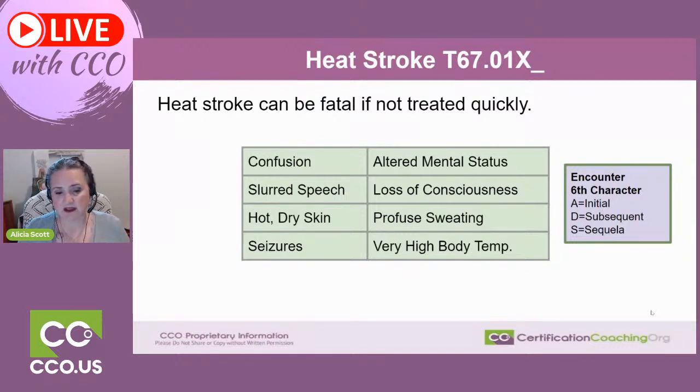And then the other sign and symptom is a very high body temp. So we know that low grade fevers, 99, 100, that is your body fighting something, right? That is normal, and it's a good thing because the body's immune system has kicked in and it's fighting.